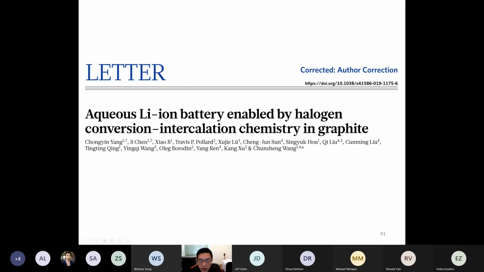So why do we call it halogen conversion intercalation chemistry? It's a very odd term, right? We actually use a halogen conversion reaction to deliver a high energy density, but we also use the graphite intercalation chemistry to provide very good reversibility.